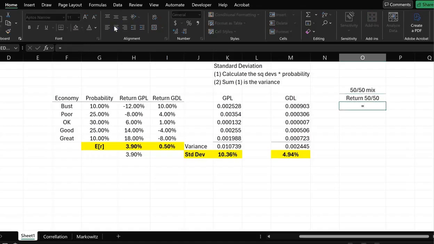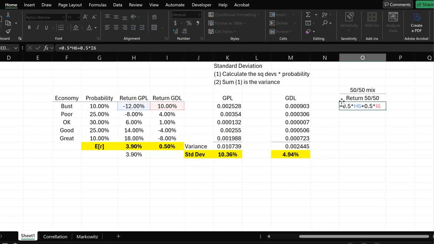Well, if I have half of my money in GPL and there is a bust, then 50%, 0.5 of my money will earn minus 12%. So I'll have 0.5 times minus 12% plus the remaining amount. In this case, it's 50-50. So another 0.5 times the return of GDL. Half of my money earns minus 12%. Half of it earns 10%. So there's how I calculate the return in that case. So there's that return, okay?